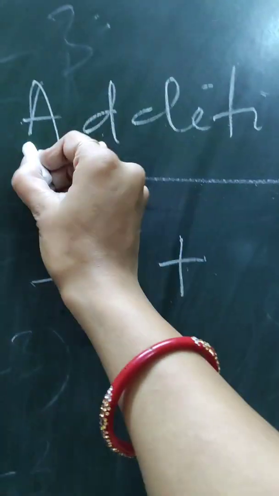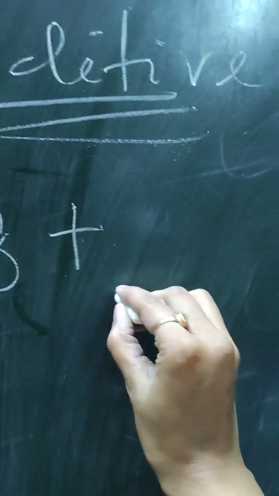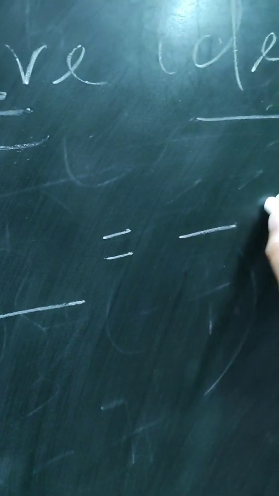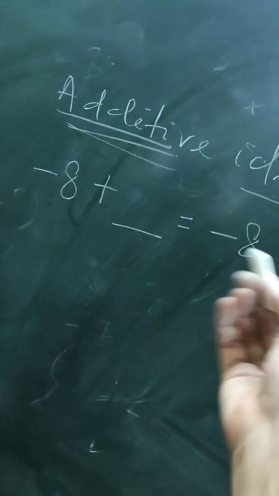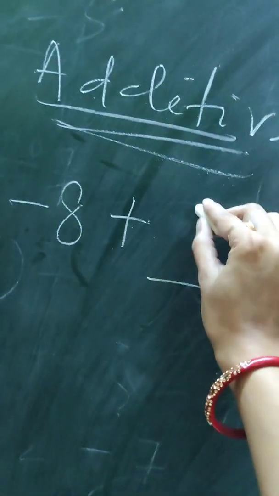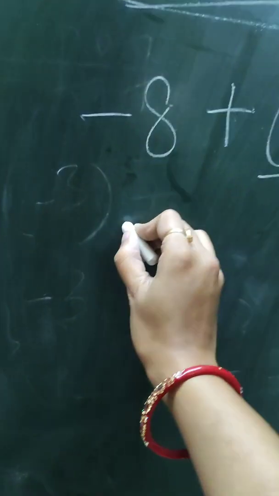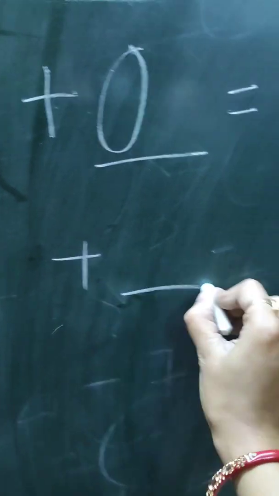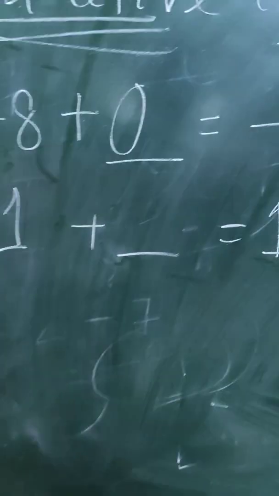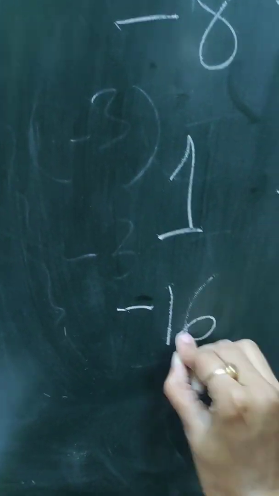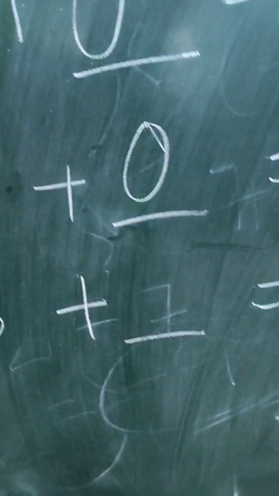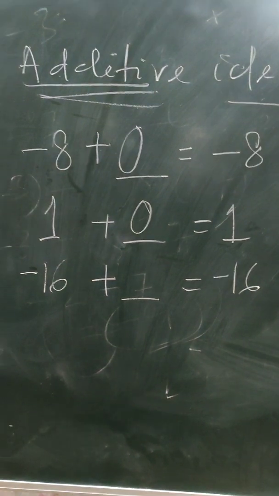Because I have used the word additive, I add something to it so that it remains minus 8. You can have a look. Minus 8 plus something is equal to minus 8. What is it going to be? It is 0. For example, I take a positive integer, 1 plus something is equal to 1. What do I need to write over here? It has to be 0. If I write minus 16 plus something is equal to minus 16, I need to add 0.